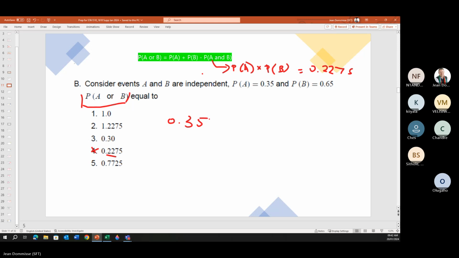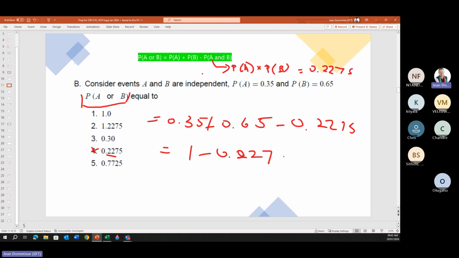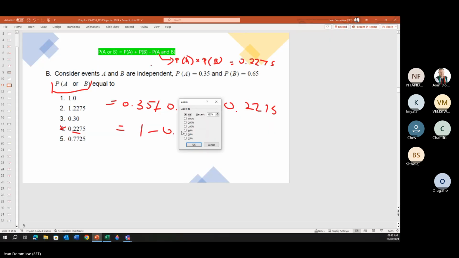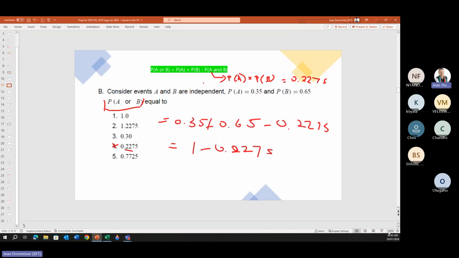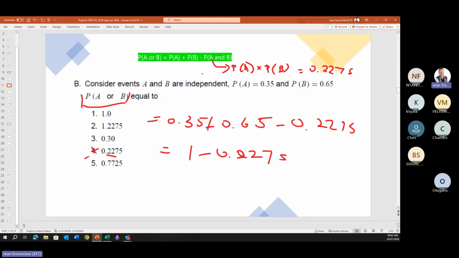0.35 plus 0.65 minus 0.2275. Okay, so that was 1 minus 0.2275, which is option 5. Plus that would be 0.7725. Okay.